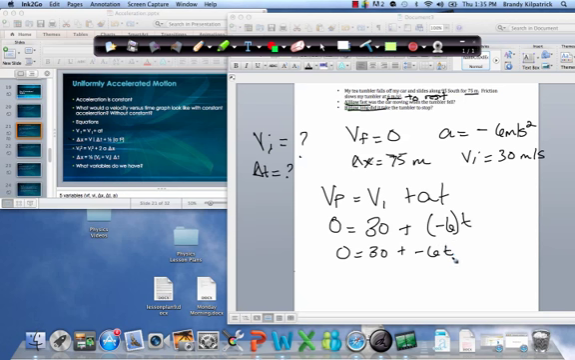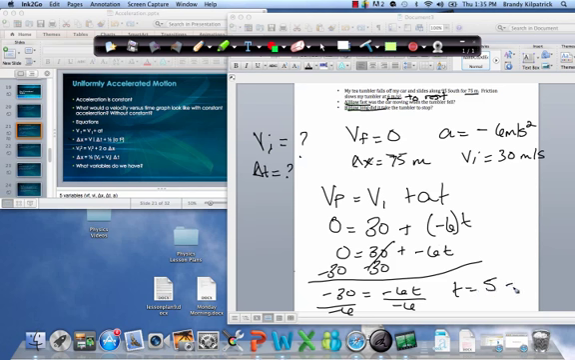So now I'm going to get rid of everything that does not have the t. I'm going to subtract 30 from both sides. Remember, I do the opposite. So it's -30 is equal to -6t. Now to get the time, I'm going to divide both sides by -6. So t is equal to 5, and that should be seconds.